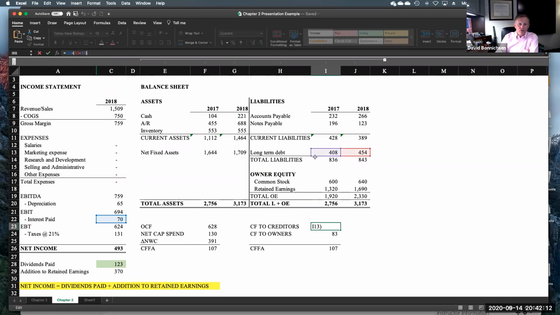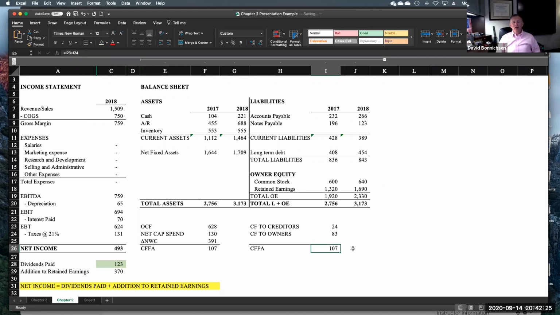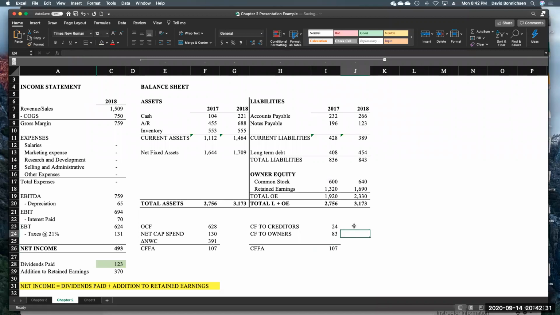That's to the creditors. To the owners, very similarly, it's the dividends that we paid out to them minus the year-over-year change in the value of our common stock. And then it's the sum of both of those together that determines our cash flow from assets. Okay, thank you. You're welcome.